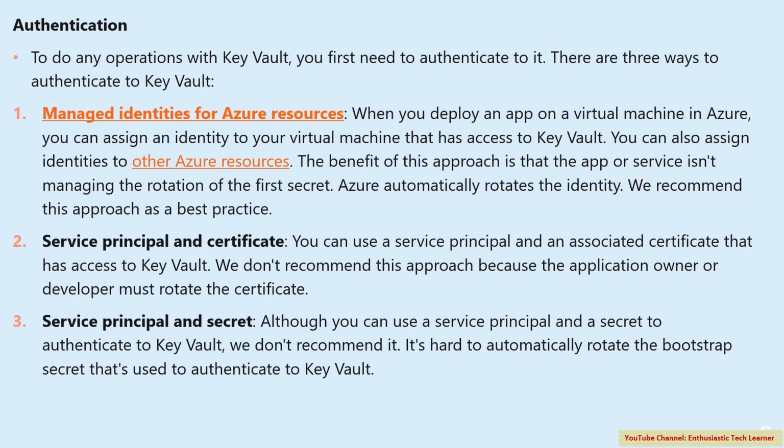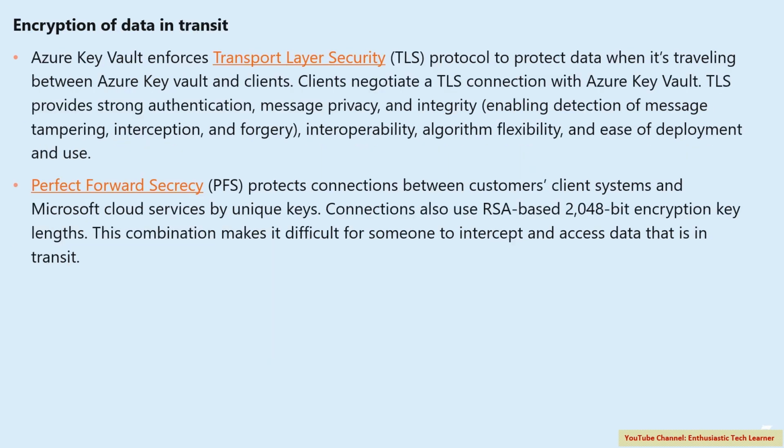Service principal and certificate. You can use a service principal and an associated certificate that has access to Key Vault. We don't recommend this approach because the application owner or developer must rotate the certificate. Service principal and secret. Although you can use a service principal and a secret to authenticate to Key Vault, we don't recommend it. It's hard to automatically rotate the bootstrap secret that's used to authenticate to Key Vault. Encryption of data in transit. Azure Key Vault enforces Transport Layer Security (TLS) protocol to protect data when it's traveling between Azure Key Vault and clients.